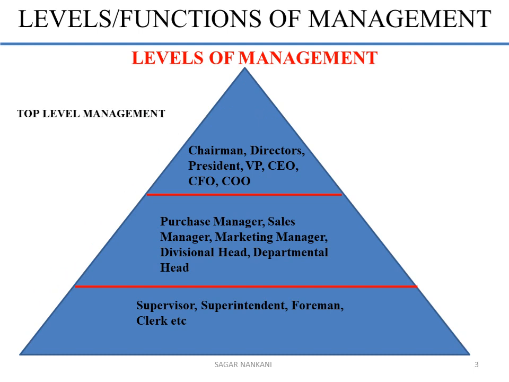Now from this slide, you can look that top level management includes chairman, directors, president, vice president, CEO, chief executive officer, CFO, chief financial officer, and chief operating officer. Middle level management of any organization may include purchase managers, sales manager, marketing manager, divisional head, and it can be even departmental heads. And the bottom level or lower level of management may include supervisor, superintendent, foreman, clerk, etc.